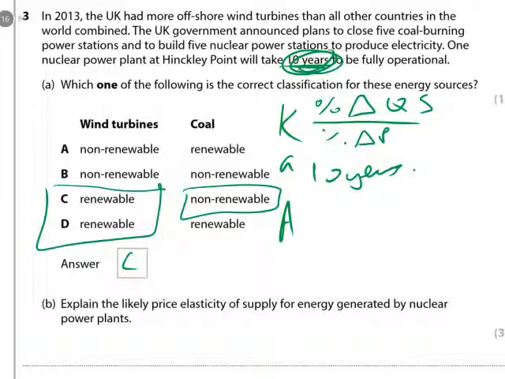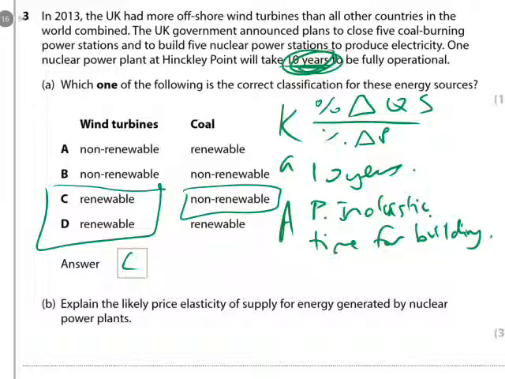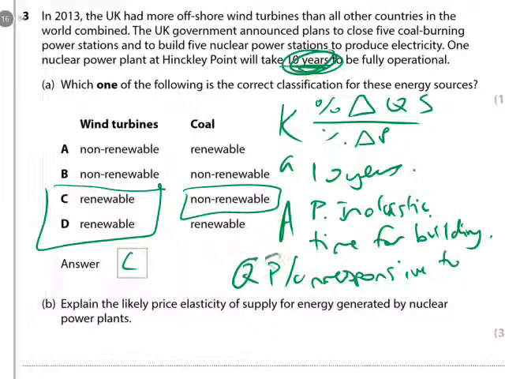And then to explain why it's likely to be price inelastic, as it will take time for the building of a nuclear power station. So price will be unresponsive, which is the other little thing you could add for another guarantee mark. Sorry, quantity supplied would be unresponsive to a change in price.